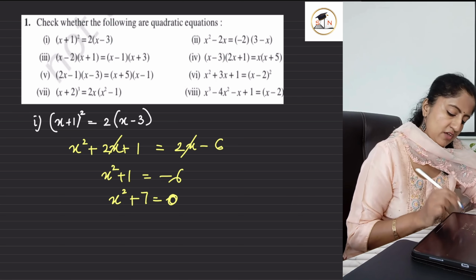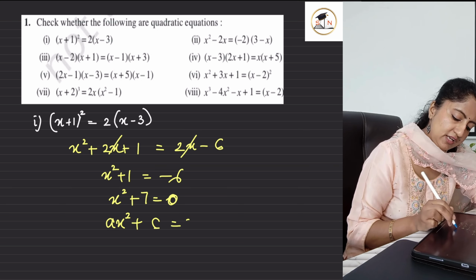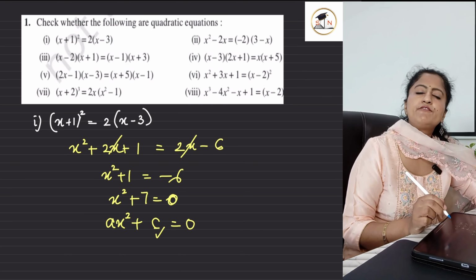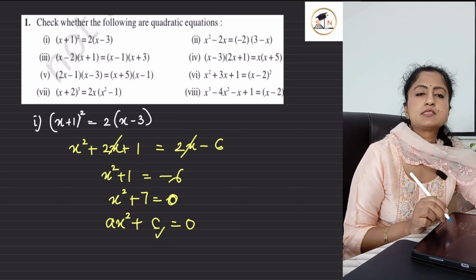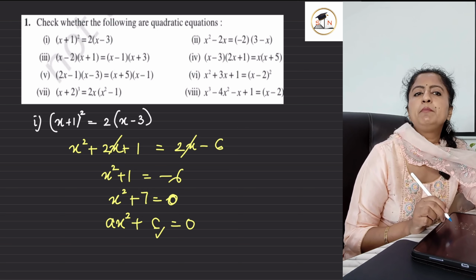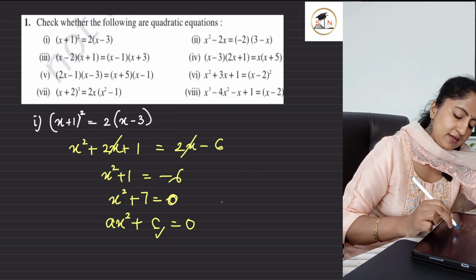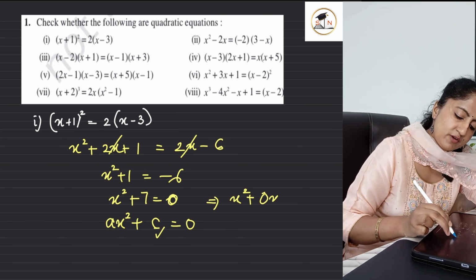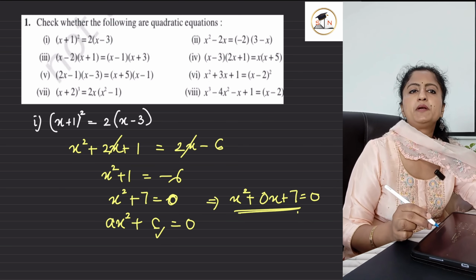Yes, because what we have over here is ax square plus c equals 0. We have c. Okay, if I ask a question over here, I cannot see ax square plus bx. I cannot see the b over here. So what does that mean? It simply means the value of b is 0 over here. So we can still write it in the standard form such that x square plus 0x plus 7 equals 0. I hope it makes sense.